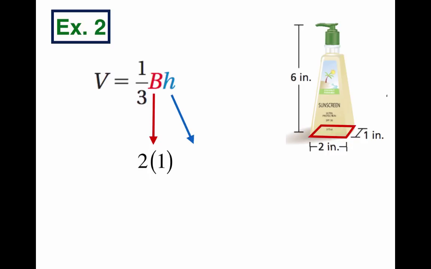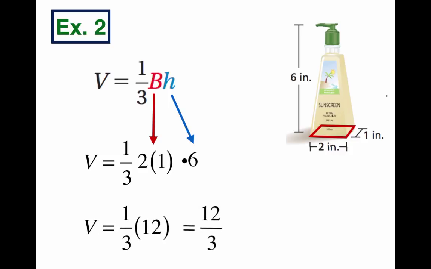Then we're going to look at the height. How tall is this bottle? Well, it's 6 inches tall. And then we're going to multiply it by 1/3. So we're going to do 2 times 1 times 6 times 1/3. Well, 2 times 1 is 2, and 2 times 6 is 12. So we really just need 1/3 times 12, which means 12 divided by 3, which I don't need a calculator for. 12 divided by 3 is 4. So the volume of this bottle is 4 cubic inches of sunscreen. 4 cubic inches. There's our solution.